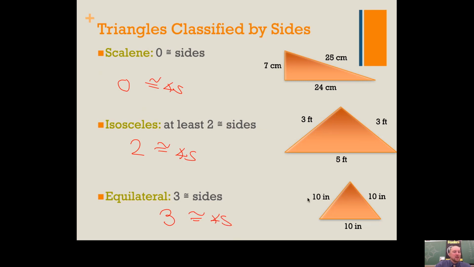Now, if you stop for a second and think about that, if they all add up to 180 and they're all the same, in an equilateral triangle, all of the angles are going to be 60 degrees.